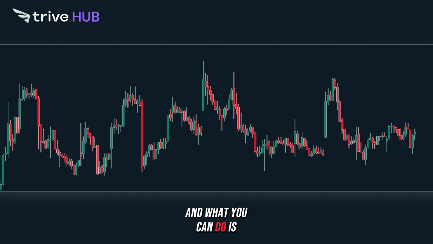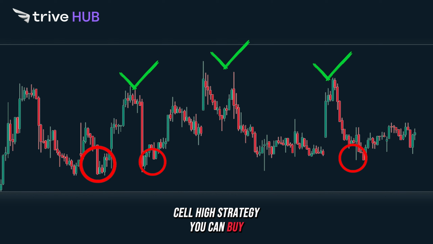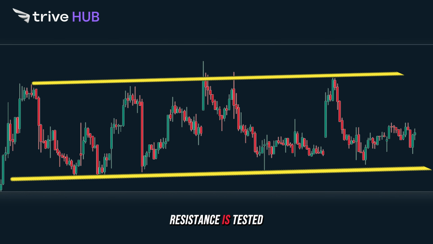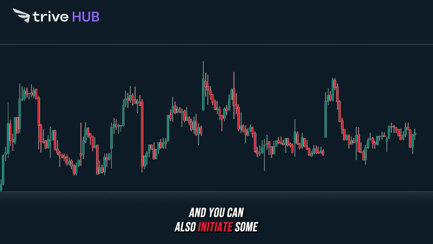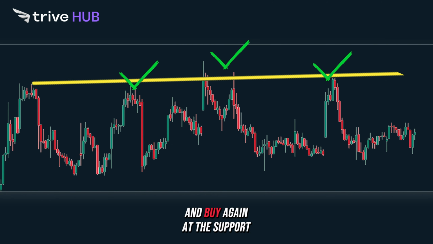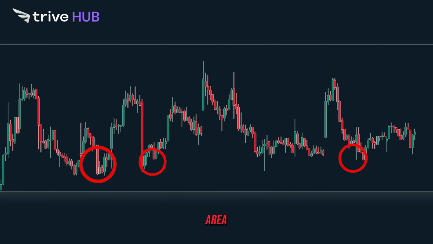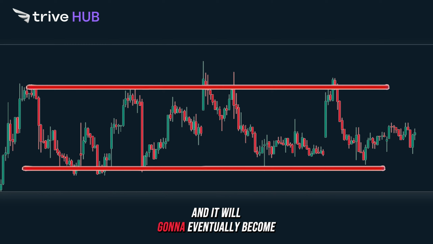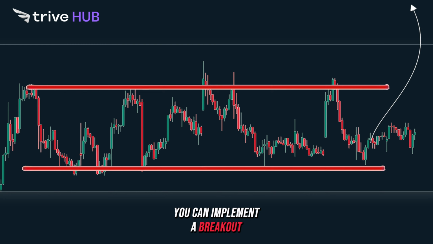And what you can do is implement a buy low, sell high strategy. You can buy when the support area is being tested by the market, and you can sell when the resistance is tested. You can also initiate some shorts when the market is at the resistance area and buy again at the support area. And most important, this is a range, and it is eventually going to become a trend in future. So you can implement a breakout trade there also.